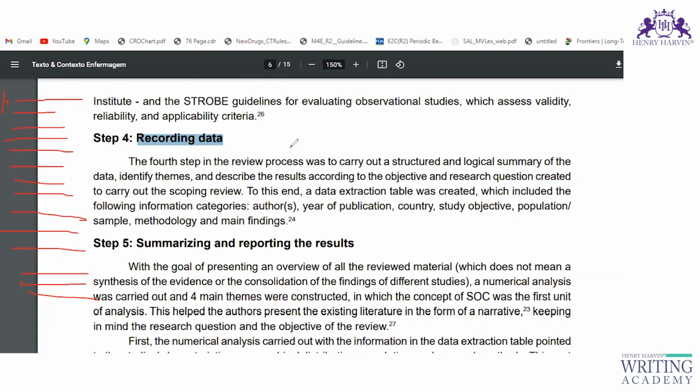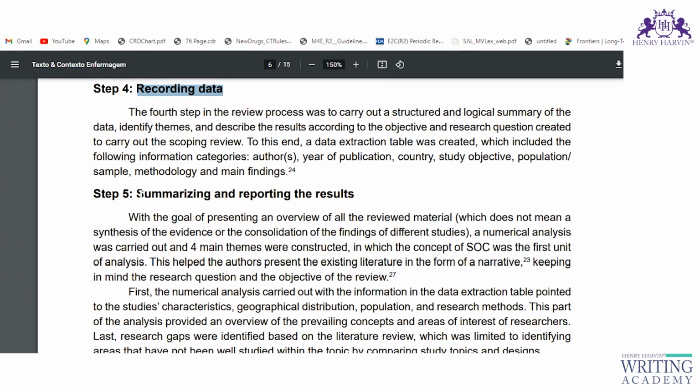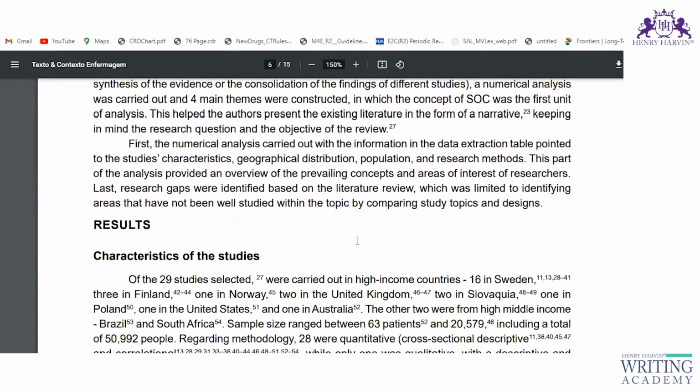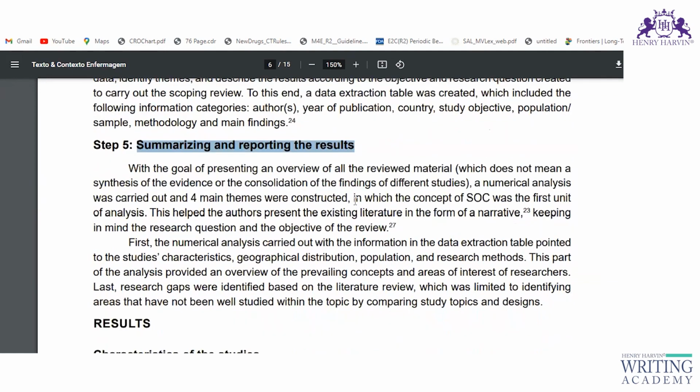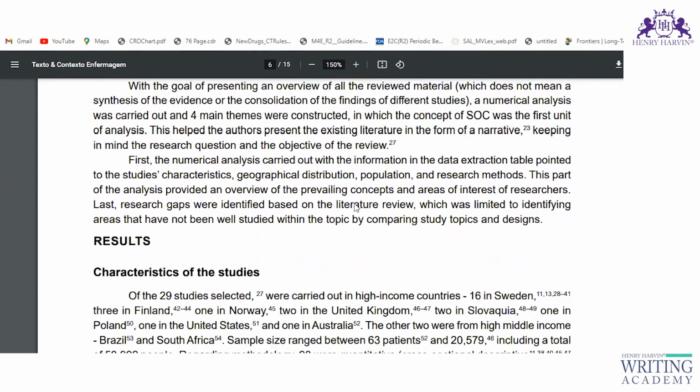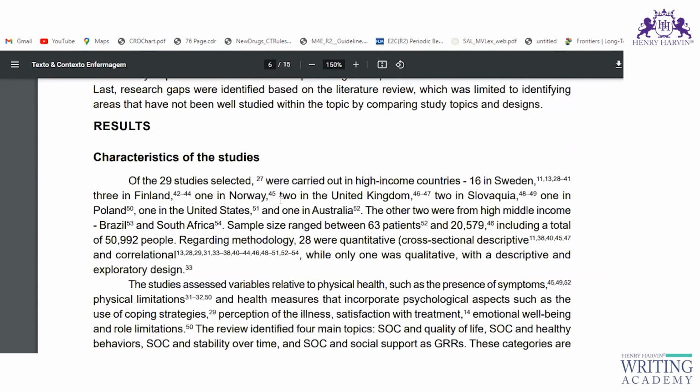Okay, is it clear? Then the fifth step is summarizing and reporting the results. So you have to summarize the information and then report the results. For this fifth step also, there is no need to mention how you are summarizing the results, because the same thing will be in the results section. When you are writing the results section, the first thing you have to mention is the characteristics of all the studies. What are your findings from the studies? What are the main findings from the studies? Like this you can explain.